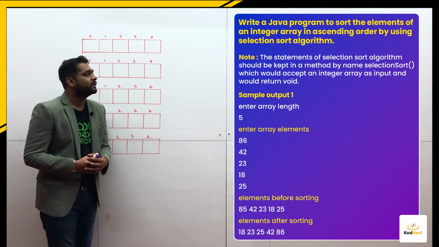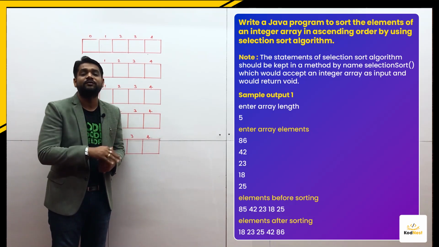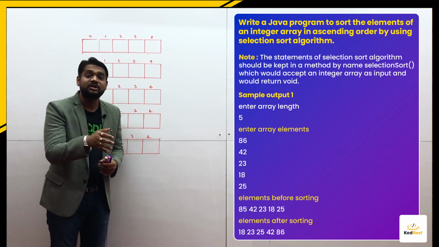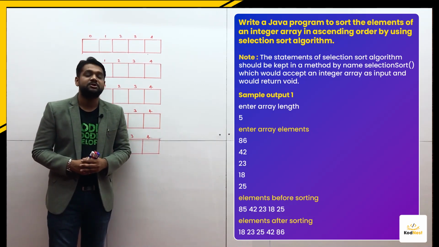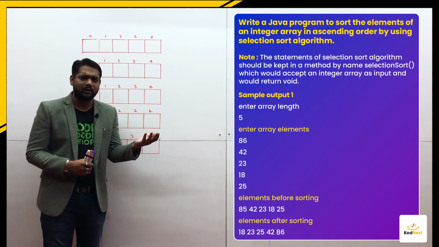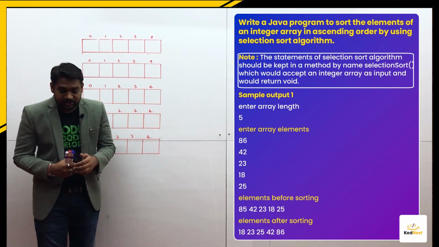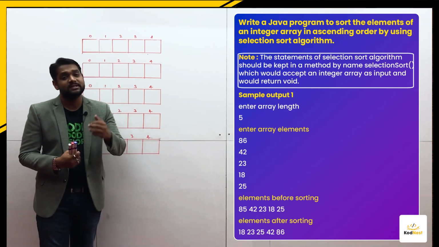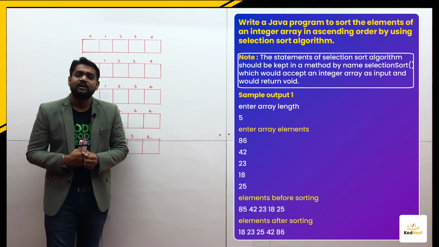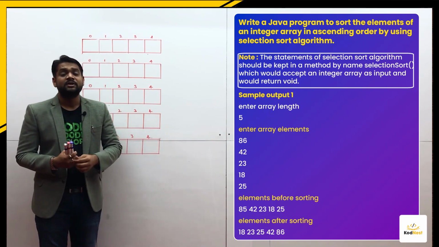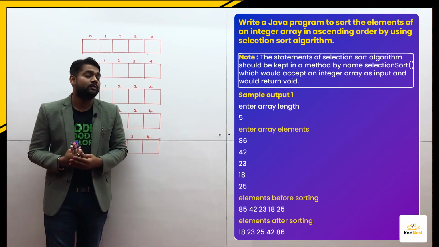See it. Write a Java program to sort the contents of an integer array in the ascending order by using selection sort. And of course, one note is also given. What is the note telling? The selection sort statements have to be kept in a method called selectionSort. Means you have to write the selection sort algorithm statements in the selectionSort method only, which would accept an integer array as a parameter and would return void. It would return nothing.